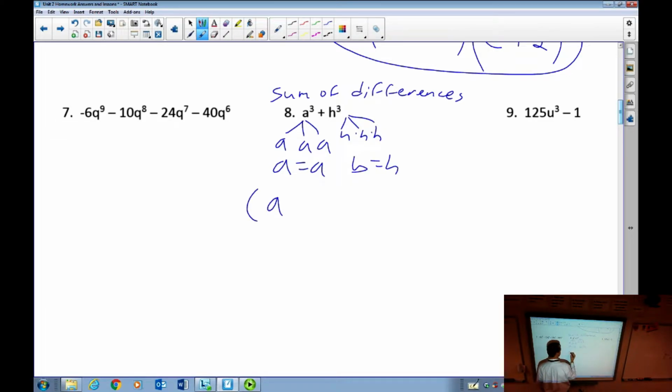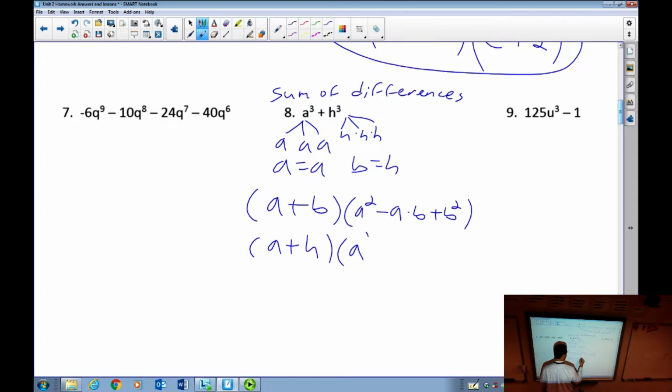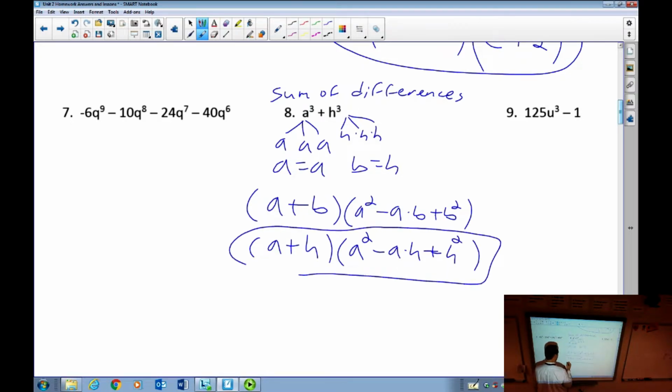And the formula for the sum of cubes is A plus B times A squared minus A times B plus B squared. Remember the rest. Gotta memorize it for the test. Memorize the sum of cubes formula. So now everywhere we've seen A, we'll keep the A, but everywhere we put a B, we'll put an h there. So then we get A plus h times A squared minus A times h plus h squared. That wasn't too bad, just using the formula.